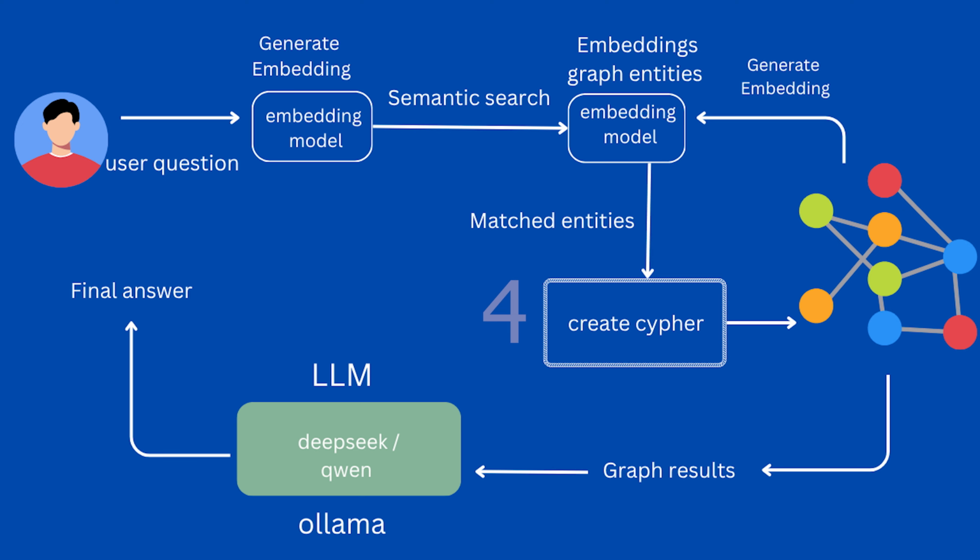In the fourth step, based on the matched graph elements, the application dynamically creates a Cypher query. The query is executed against Neo4j to retrieve the actual data from the graph database. In the final step, the retrieved graph data is sent to an LLM. The LLM analyzes the retrieved information and generates a natural language response for the user. So that is the complete flow of this architecture.